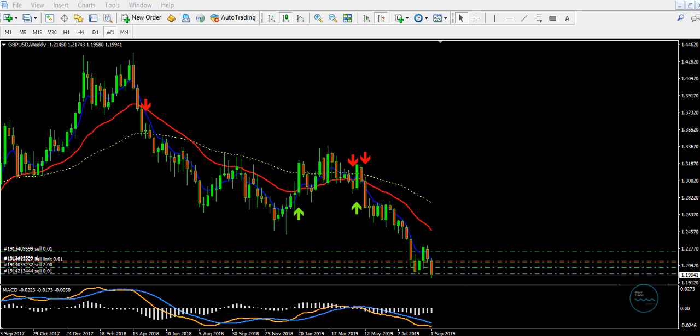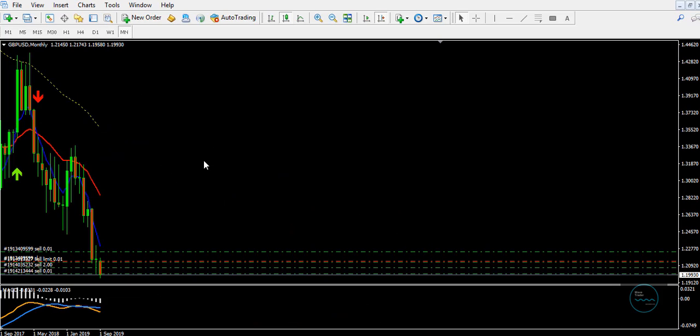Today is the 3rd of September and I want to put you through a trade or a series of trades I took on the British pound US dollar currency pair. So let us have a look from the monthly chart.